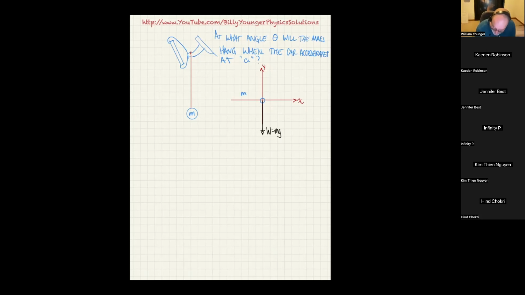So when that actually happens, the string is no longer going to be vertical, but rather the string is going to be at an angle like this, and that angle is theta. Now notice that green line is vertical, just like the y-axis is vertical.